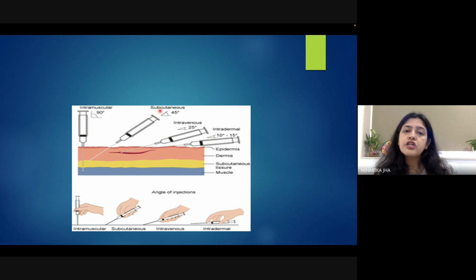Subcutaneous injections are given at an angle of 45 degrees. Intravenous, we have to directly target the vein. Okay. And intradermal, it is given at an acute angle of 10 to 15 degrees. So you can see it's almost like lying flat to the skin.